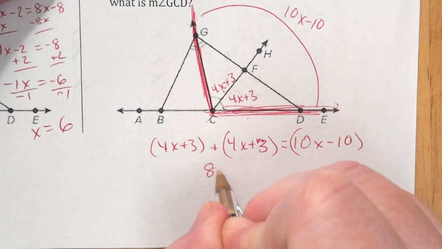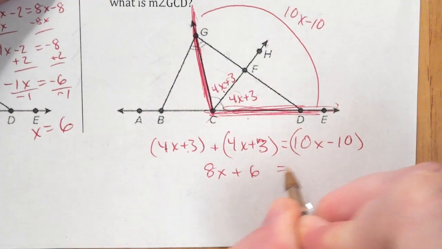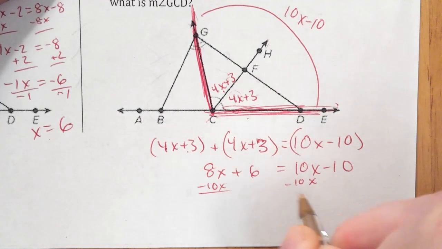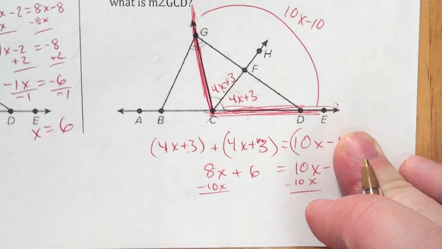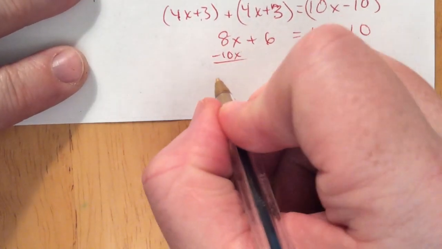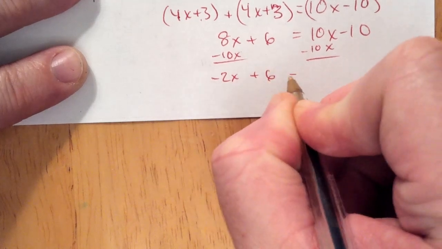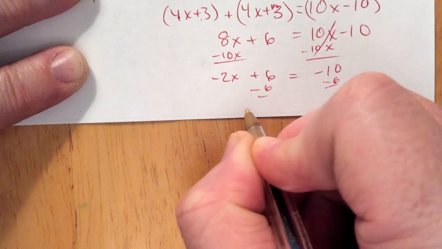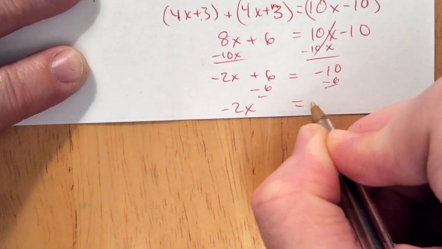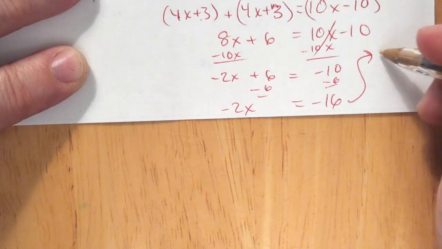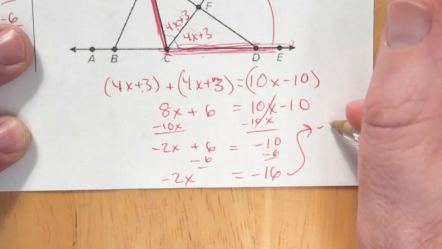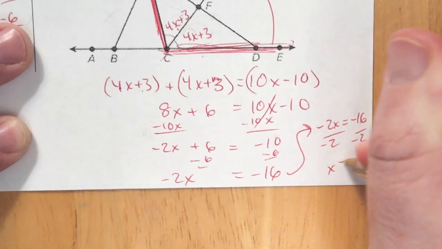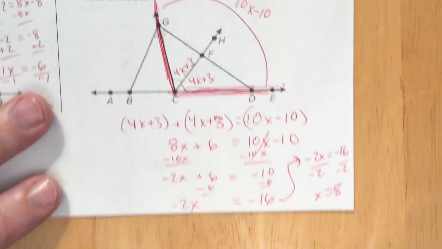And now we just solve. 4x and 4x make 8x. 3 and 3 make 6 equals 10x minus 10. Subtract 10x from both sides. We get negative 2x plus 6 equals negative 10. Subtract 6. We have negative 2x is equal to negative 16. I ran out of room, so I'll put it up here. Negative 2x is equal to negative 16. Divide both sides by negative 2. X equals 8.